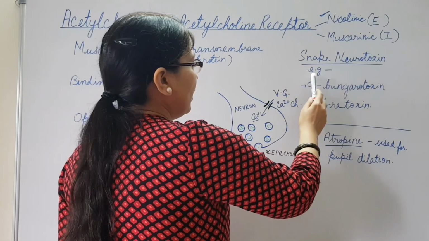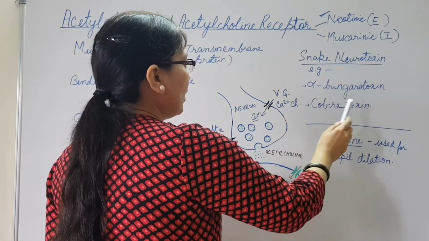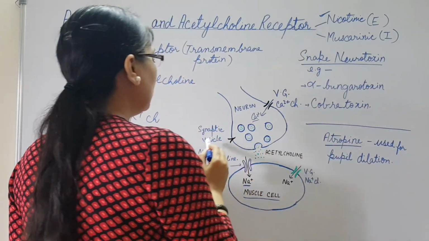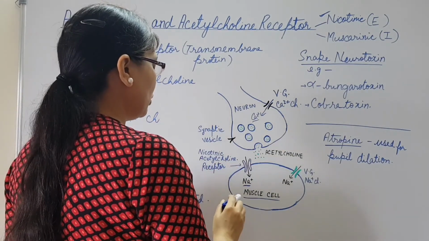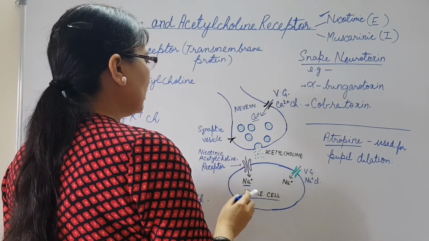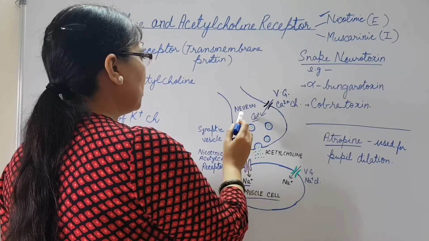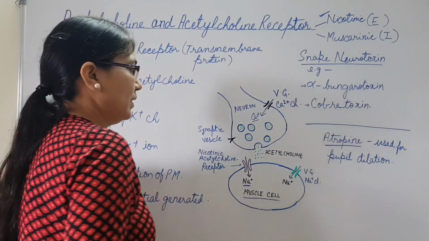Snake neurotoxins, for example alpha bungarotoxin and cobra toxin, bind with the nicotinic acetylcholine receptor and thus block the transmission of impulses between neurons and muscle cells.